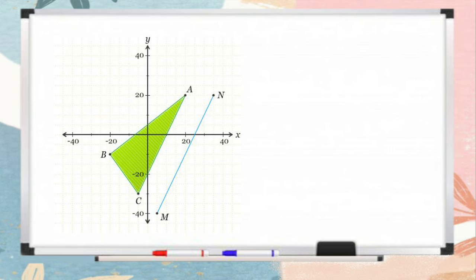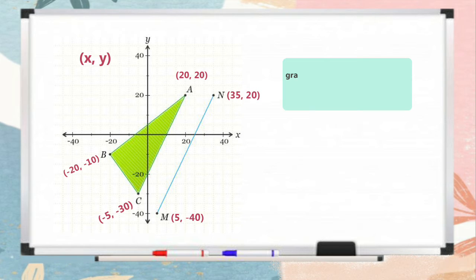Before determining the gradient of the line segment, we determine the coordinates of each point first. From the graph, we can get A is (20, 20), B is (-20, -10), C is (-5, -30), M is (5, -40), and N is (35, 20).